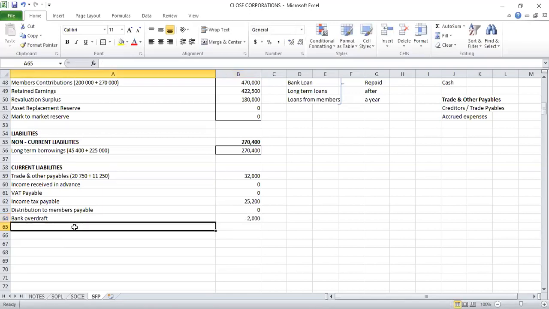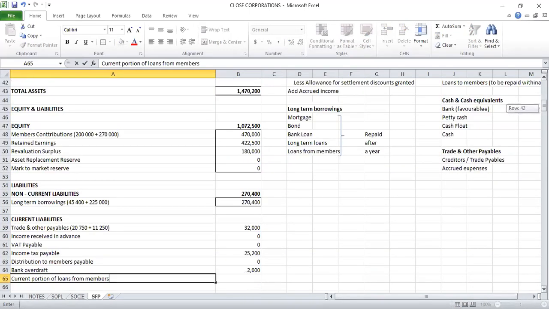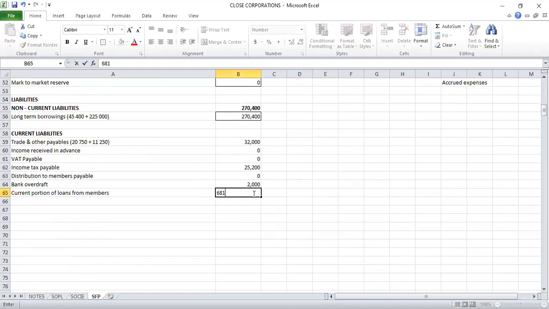Then we have got current portion of loans from members. Right, with these loans from members, $118,500, which are current. Sorry, current was 68,100. So we left 68,100. Then we add.